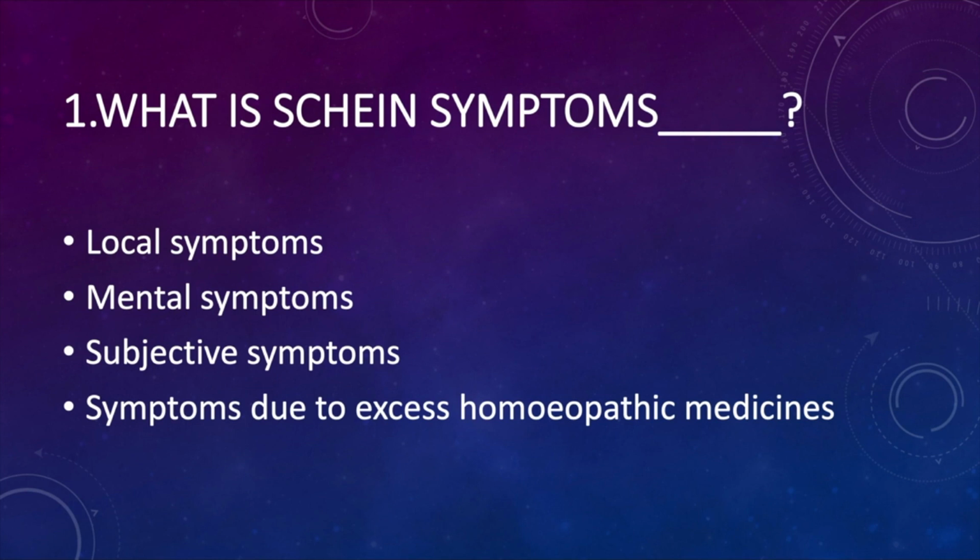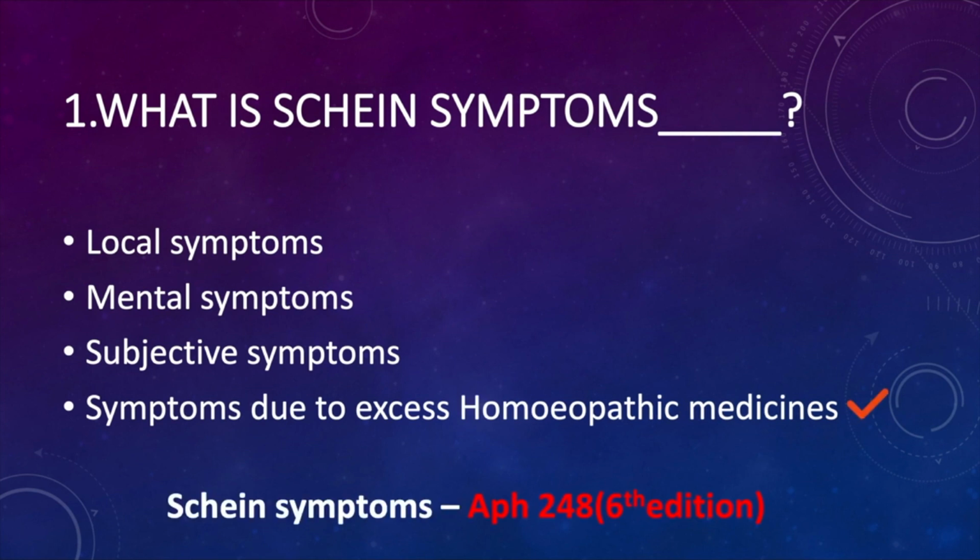What is sheen symptoms? Option A, local symptoms; option B, mental symptoms; option C, subjective symptoms; option D, symptoms due to excess homeopathic medicines. Answer option D, symptoms due to excess homeopathic medicines. Sheen symptom is explained in aphorism number 248 in 6th edition of Organon of Medicine.